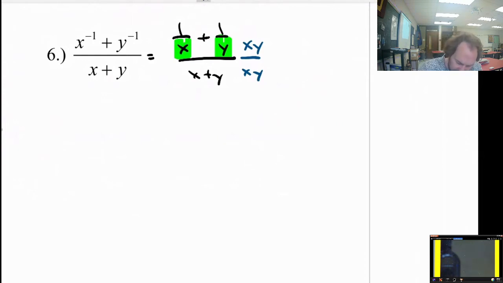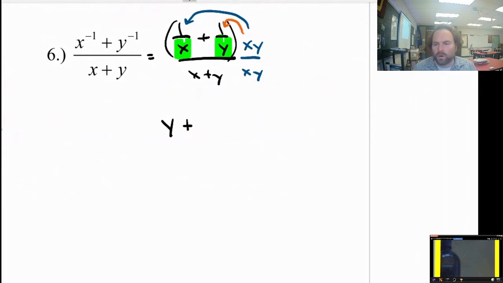So let's make that happen in a step down below. When we multiply, we're distributing here. When we multiply xy times 1 over x, the x's will cancel out, leaving just the y. So the top of the fraction is going to be y plus. And when we multiply xy times 1 over y, the y will cancel out, leaving just the x. So we have y plus x on top.